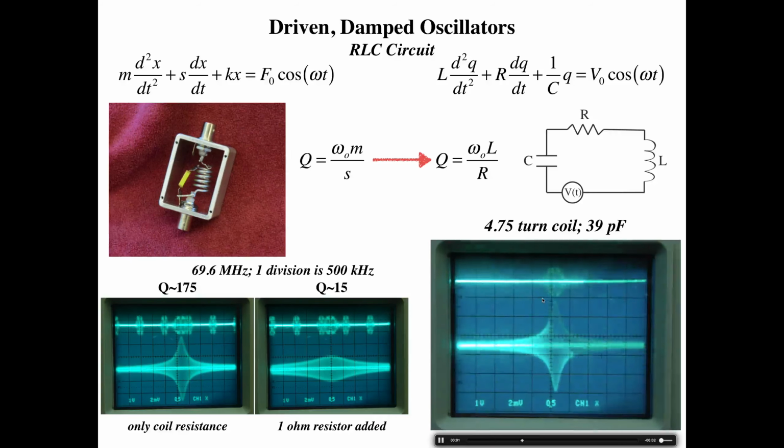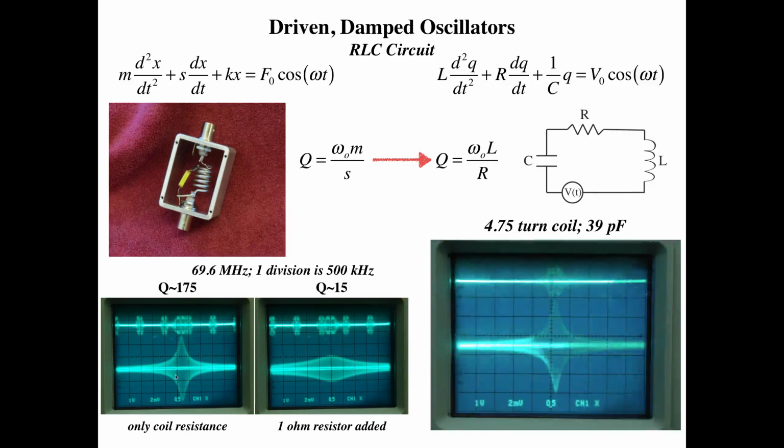So let's see the effect of resistance on this circuit. Again, note that Q goes as inductance over R, so if we increase the resistance, the Q drops. On the left we have a trace of a sweep, where again there's our 69.6 megahertz marker, and these other markers are just separated by 1 megahertz. That tells us that the grid spacing here is 500 kilohertz.